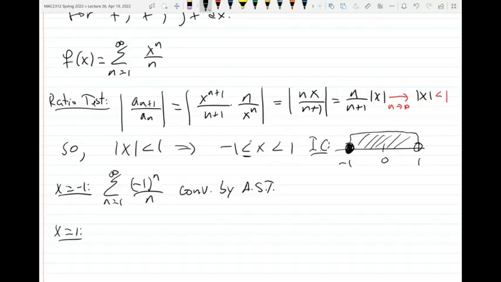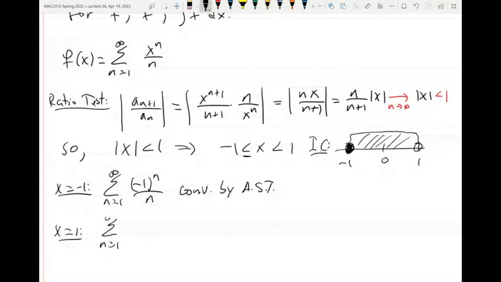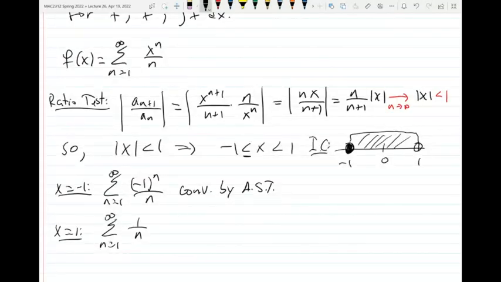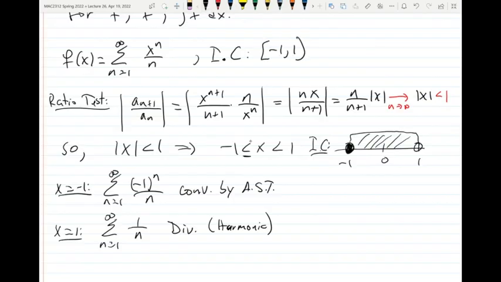Now x equals 1. We're going to get the sum from 1 to infinity of 1 over n. So this diverges because this is the harmonic series, so it stays like that. We don't include 1, and this stays open. So what's the interval of convergence for this problem? Square bracket -1, comma 1, parenthesis. So -1, 1, with a square bracket around -1, and a parenthesis around 1.